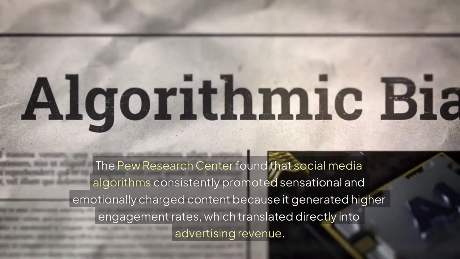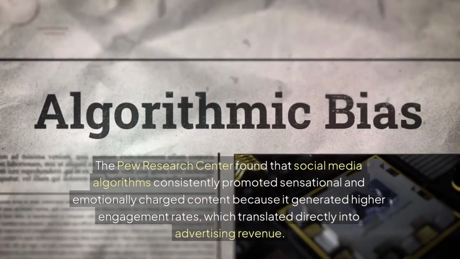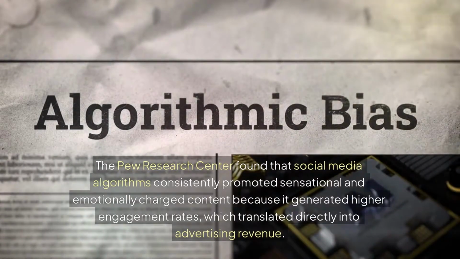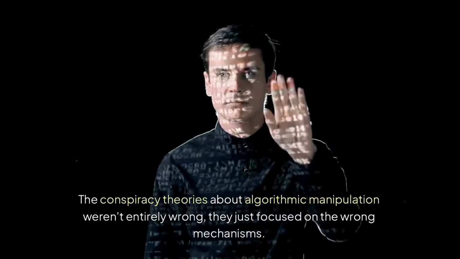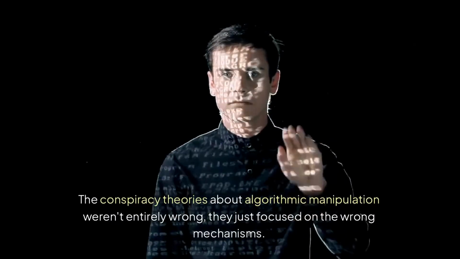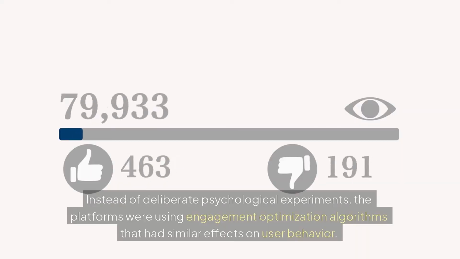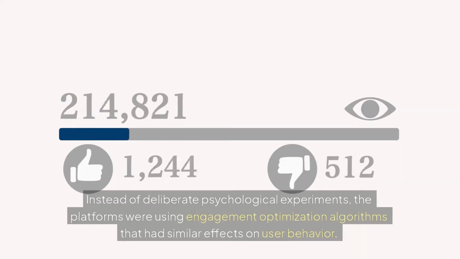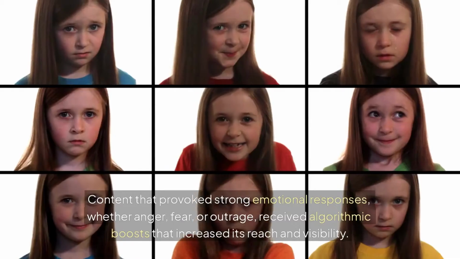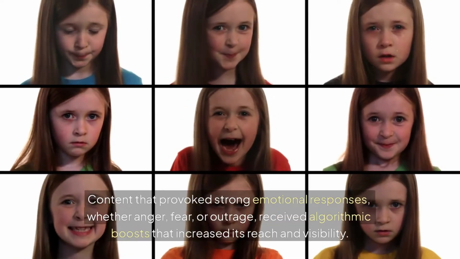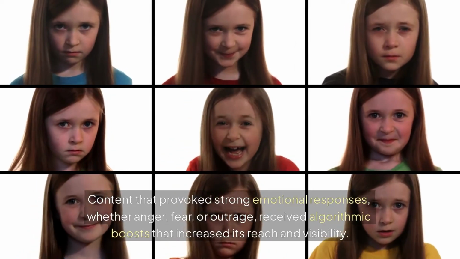The Pew Research Center found that social media algorithms consistently promoted sensational and emotionally charged content because it generated higher engagement rates, which translated directly into advertising revenue. The conspiracy theories about algorithmic manipulation weren't entirely wrong, they just focused on the wrong mechanisms. Instead of deliberate psychological experiments, the platforms were using engagement optimization algorithms that had similar effects on user behavior. Content that provoked strong emotional responses, whether anger, fear, or outrage, received algorithmic boosts that increased its reach and visibility.